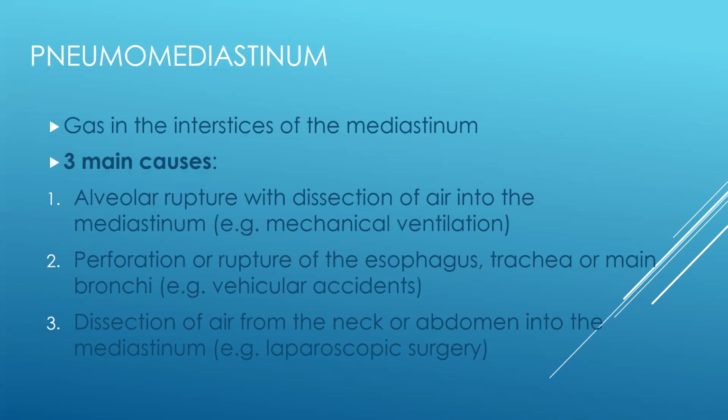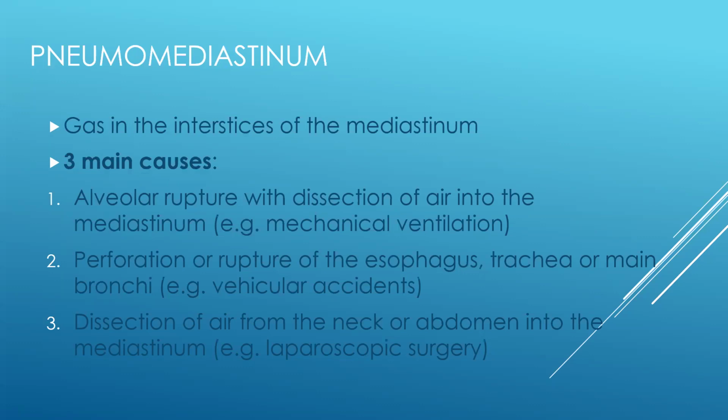So during mechanical ventilation, the ventilator gives positive pressure breaths. So if you have a very large volume or a very high pressure of that breath, then it can actually rupture the alveoli. And if you rupture the alveoli, the air coming from the alveoli will now go into your mediastinum or the pleura. So you can have that pneumomediastinum.